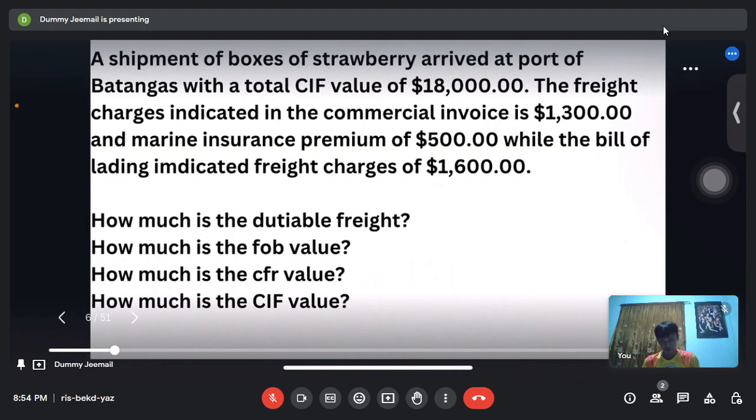A shipment of boxes of strawberry arrived at port of Batangas with a total CIF value of $18,000. The freight charges indicated in the commercial invoice is 1,300 and marine insurance premium of $500, while the bill of lading indicated freight charges of 1,600. How much is your dutiable freight? We have two choices, the commercial invoice and the bill of lading. For dutiable freight, we will always go with whichever is higher. The bill of lading is higher, so our answer will be 1,600.